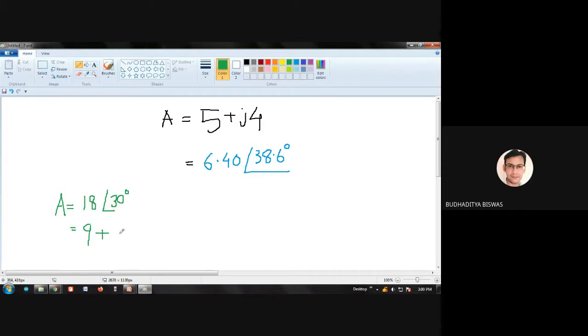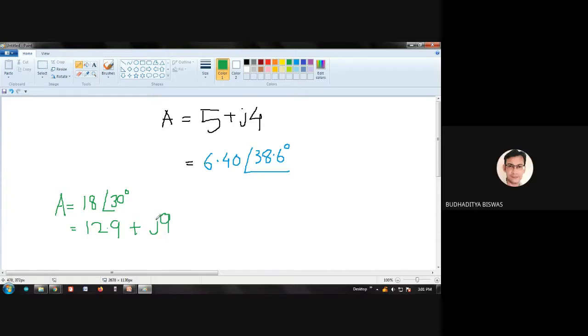Cos 30 half, 9 plus, and the sine is coming 0. Sir, it's 9 into root 3 plus j. 9 into bracket root 3 plus j. Sorry, my mistake, sir. The first one will be 12.9. Who said 9? Sorry, sir. The first one is 12.9. 12.9 plus j9, j9 is coming, sir.